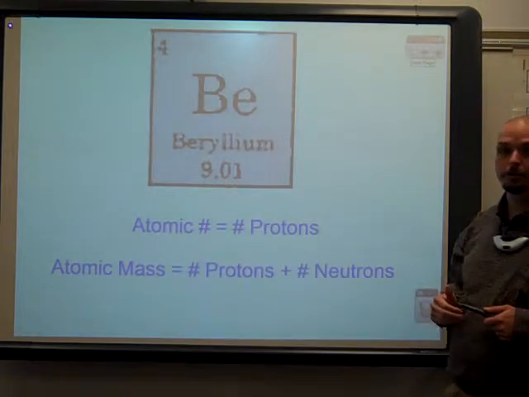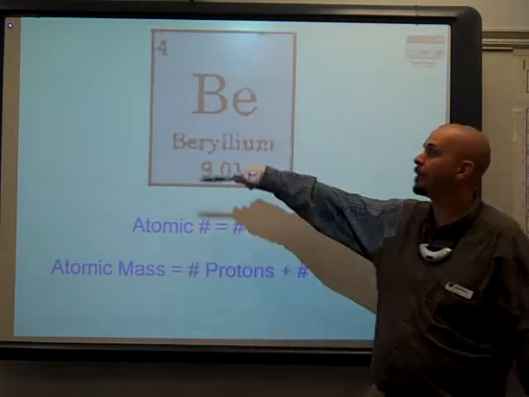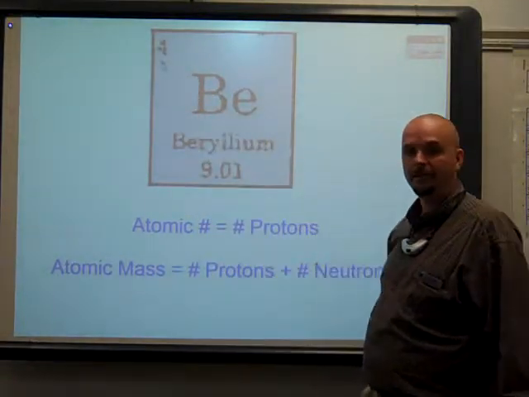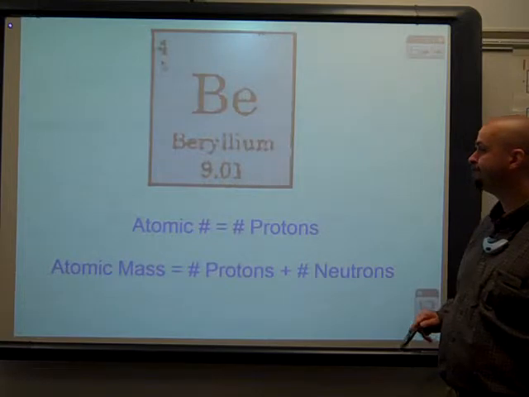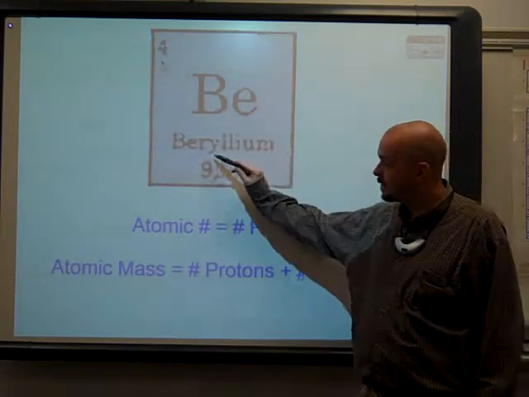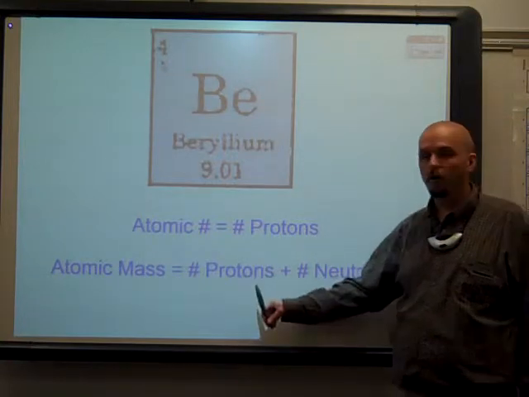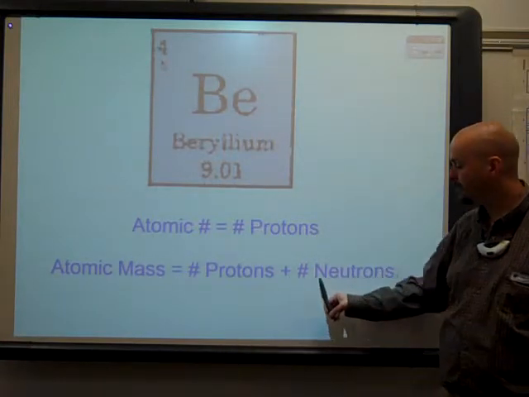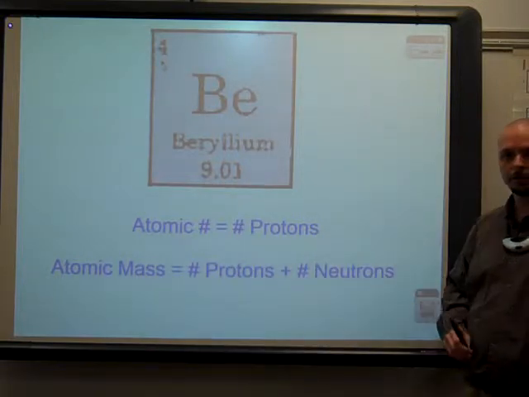In summary, for those who are math-oriented that like to see things in equations, the atomic number, the number in the upper left-hand corner, tells us the number of protons. The atomic mass, the number on the bottom, tells us the total number of particles in the nucleus, or we can say the number of protons plus the number of neutrons, the total number of particles in the nucleus.